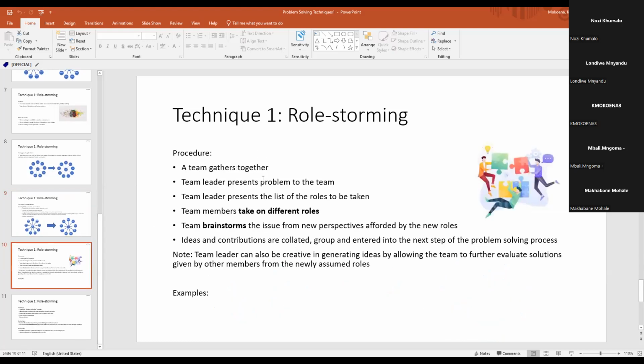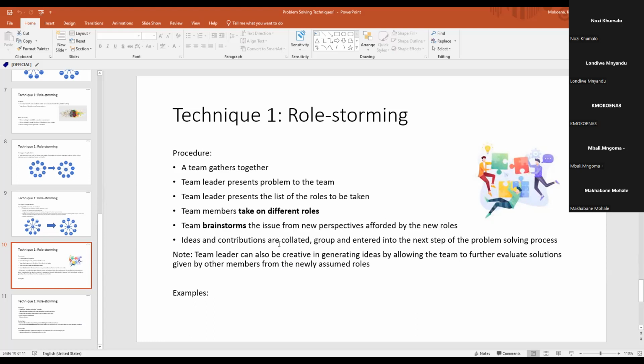And then, okay, how do you do it? So how do you apply this? So the team would gather together, and then a team leader would present the problem to the team, and then the team leader presents the list of the roles being taken. So the team leader can decide that now we're just going to switch up within the group, or we're going to use new roles. And then the team will take on the different roles. They have to leave their own roles. They can't stay in their own roles, and then the team brainstorms the issue from new perspectives afforded by the new roles.